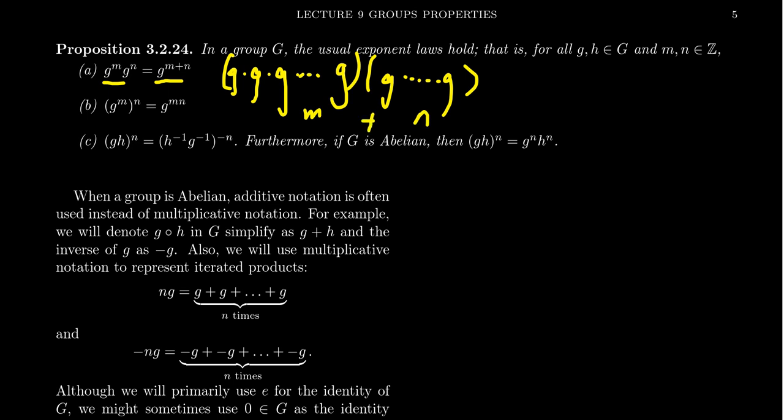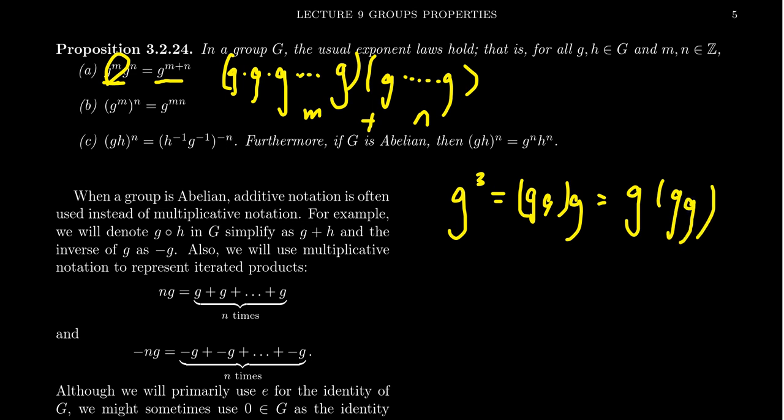But of course, in order for g to the m to even make sense, you need associativity. Because just take g cubed, for example. Is g cubed (gg) times g, or is it g times (gg)? Which one is it? Well, by associativity, it doesn't matter. And therefore, we get that g squared times g is the same thing as g times g squared.